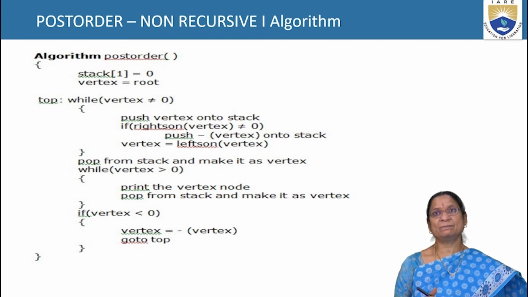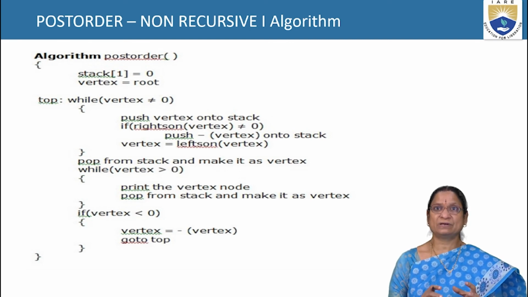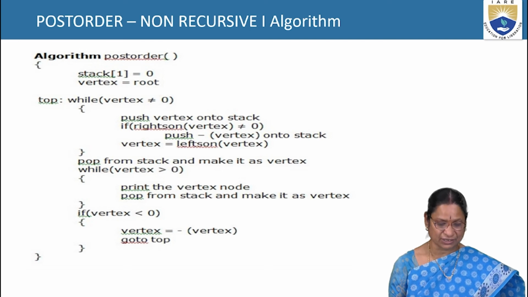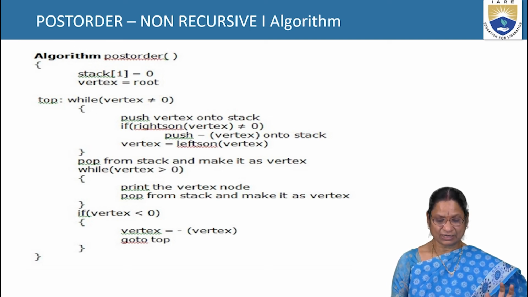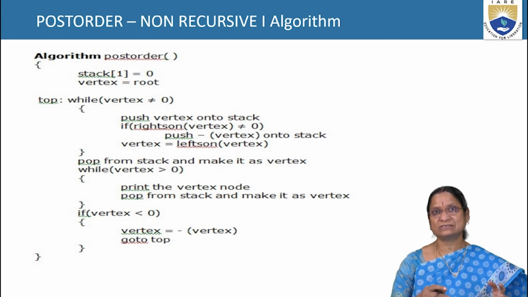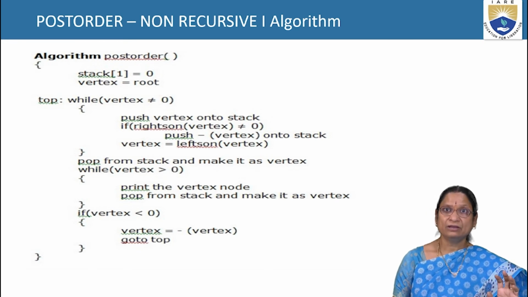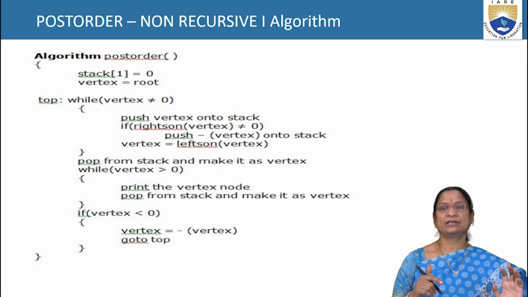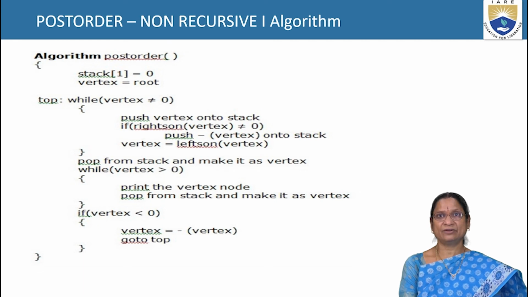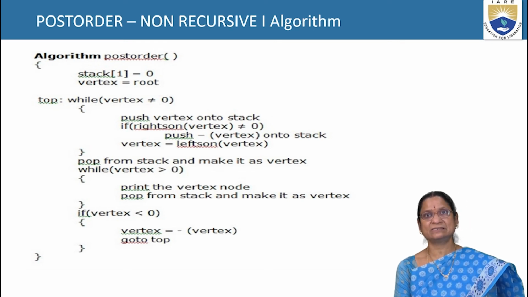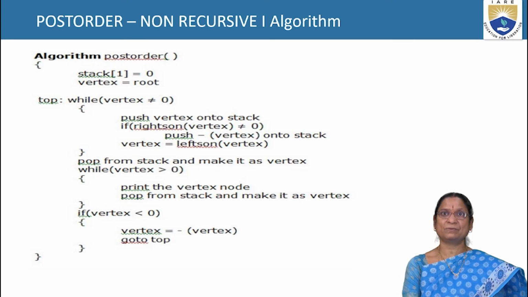While popping, what type of elements will we get? Either positive or negative. Positive means a left child, negative means a right child. All positive values we get are left children, so first we have to process the left and print them. Whenever a right child occurs, we have to again process its left. So while the vertex is greater than 0, print the vertex node, pop from the stack and make it the vertex. This process continues as long as the vertices are all positive.